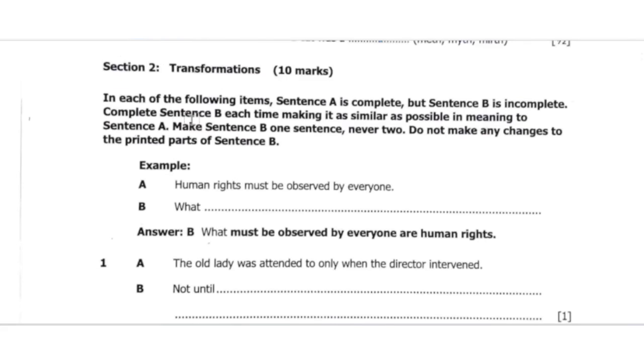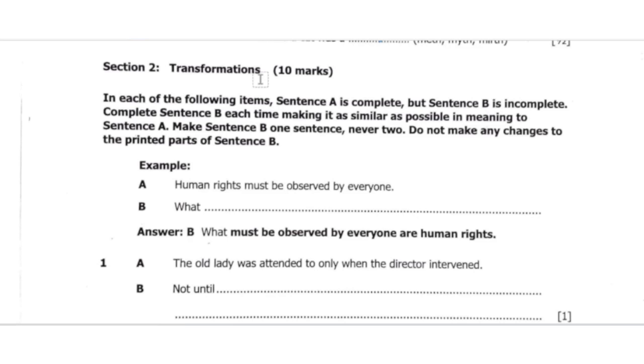Okay, section 2, we are going to deal with the transformations, that is rewrites. We're going to do the rewrites. What happens is, we're going to be given question sentences, and then they'll direct how we rewrite it. They will start for us sentence B, then we complete the sentence, and we should make sure that the sentences have a similar meaning, or the same meaning, or close to the same meaning. So let's go through the instructions.